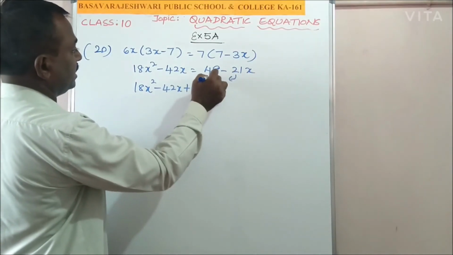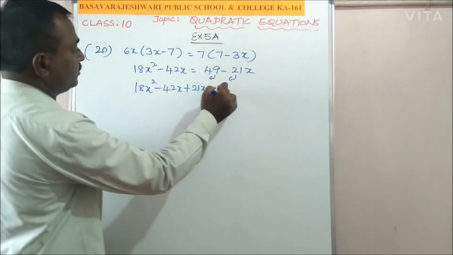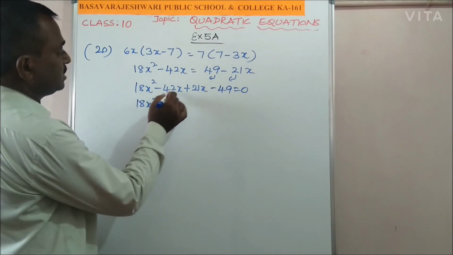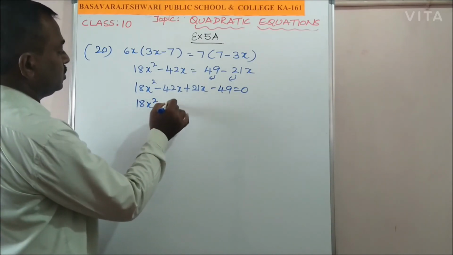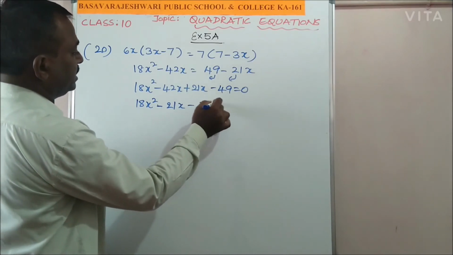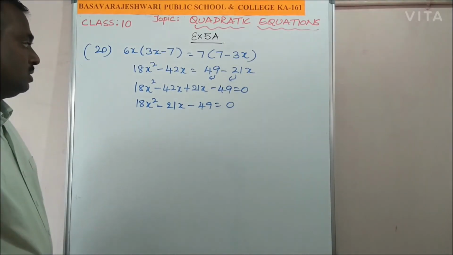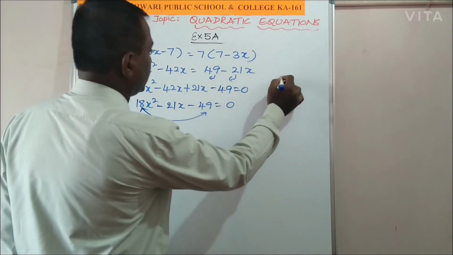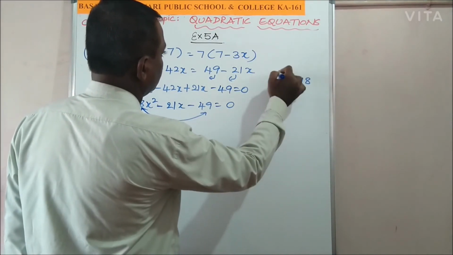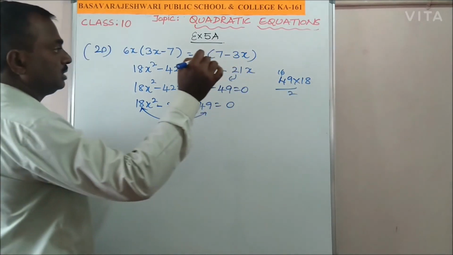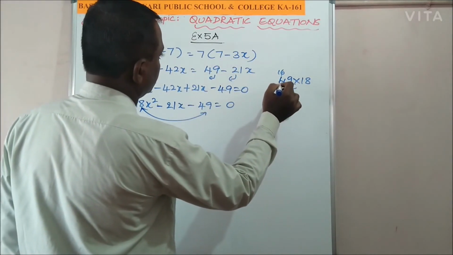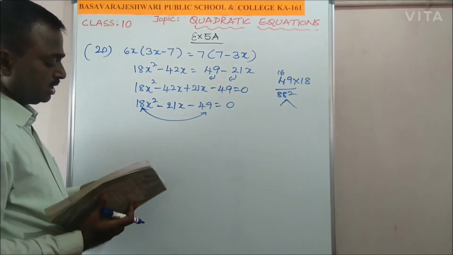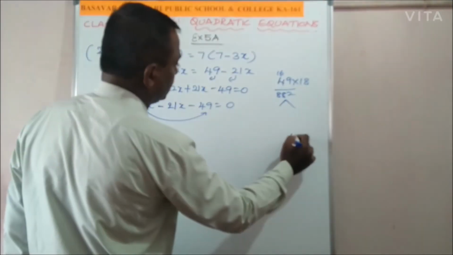18x square minus 42x plus 21x. I am bringing it to the LHS, minus 49 is equal to 0. 18x square minus 21x minus 49 is equal to 0. Okay. Now we have to find 49 into 18. We have to find two numbers whose product is that and difference is 21, that is minus 42 and 21.